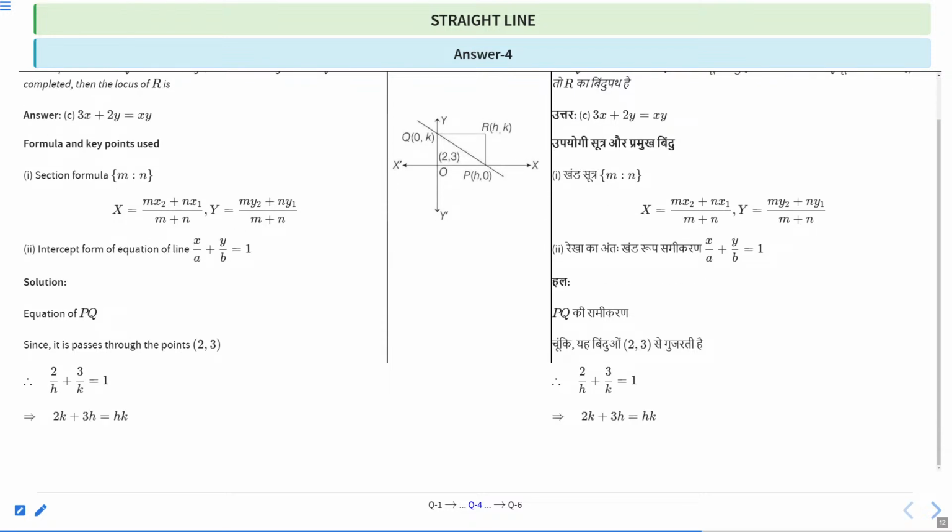Therefore, you can convert it as 2k + 3h = hk. So the locus is 3x + 2y = xy. So option C should be the right answer. 3x + 2y = xy is the required locus. Now let's move to the next question.